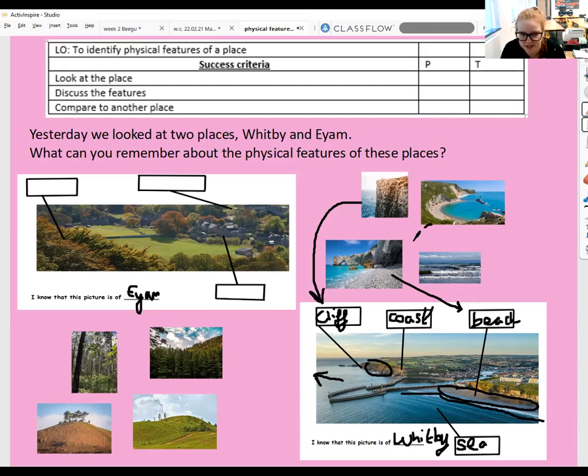Which I think is this image right here. So we've got the coast. Let's look up here. So what have we got going on in this picture? So in Eyam, what kinds of things do we see?